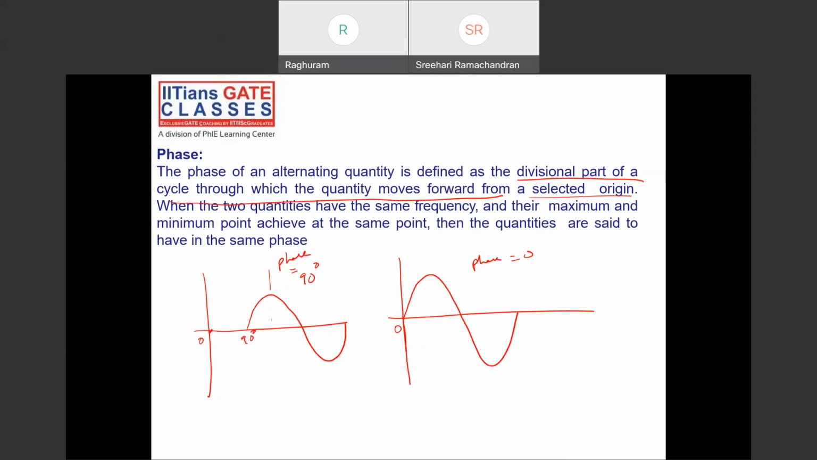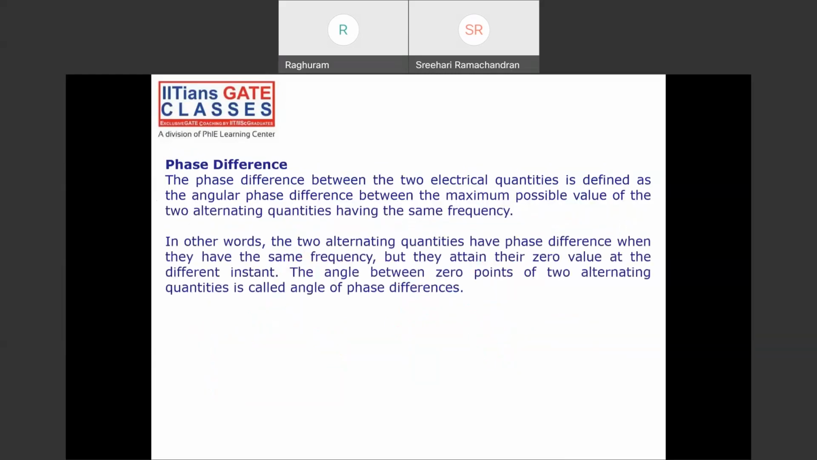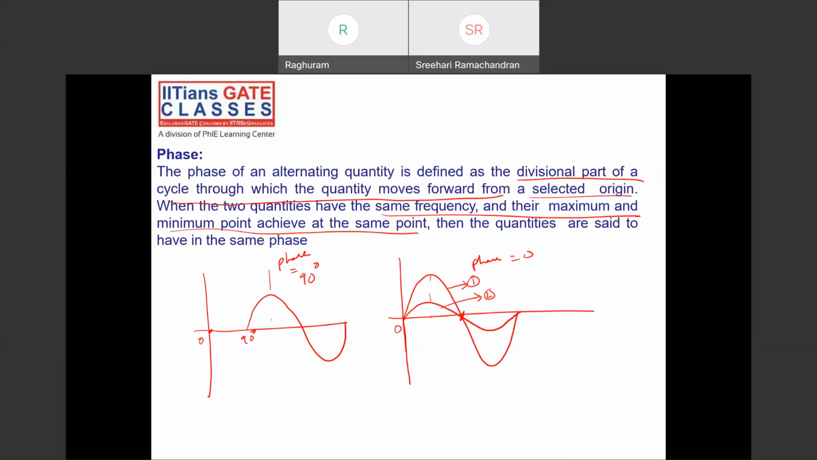When two quantities have the same frequency, and their maximum and minimum points are achieved at the same point, then the quantities are said to be in the same phase. See, the frequency is the same here, and this is quantity 1 and quantity 2. They are said to be in the same phase when the maximum as well as the minimum points are achieved at the same time and the frequency is the same. Frequency should be the same. That is important.